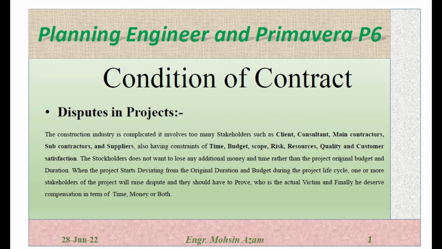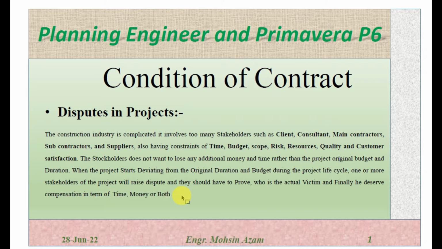The stakeholders do not want to lose any additional money and time beyond the project's original budget and duration. When the project starts deviating from the original duration and budget during the project life cycle, one or more stakeholders of the project will raise a dispute and have to prove who is the actual victim, and finally he deserves the compensation in terms of time and money or both.